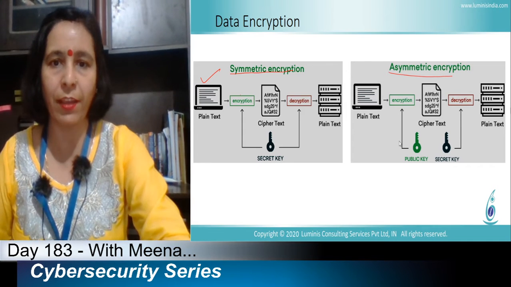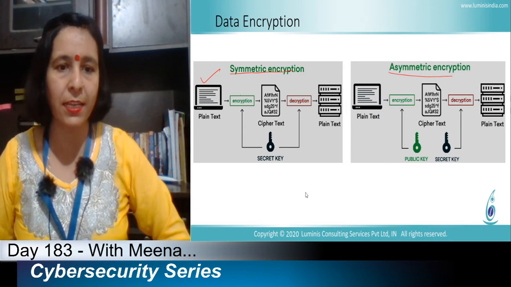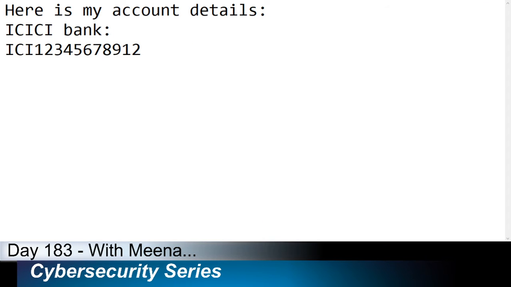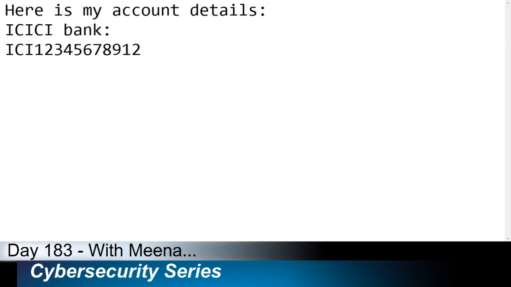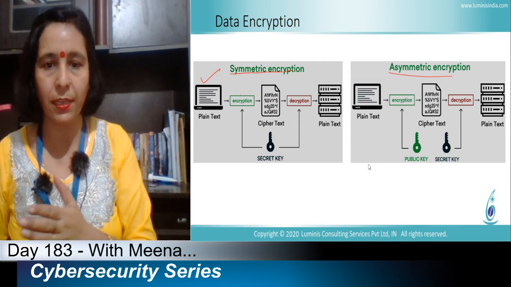For example, I have a text file, and that file has some sensitive information. You can see here my account details which I want to share with a person over the internet, and that information is very sensitive. So anybody who has that information can take advantage of it. I am going to encrypt that information, and to encrypt it I will use the symmetric key and the asymmetric key.